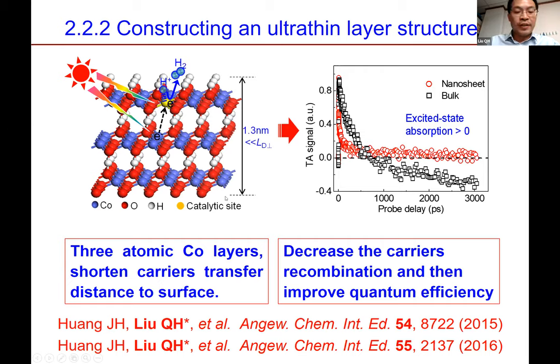The transient absorption spectra show the TA signals of the nanosheet are basically larger than zero. This means that the photocarrier recombination in the nanosheet is greatly suppressed.